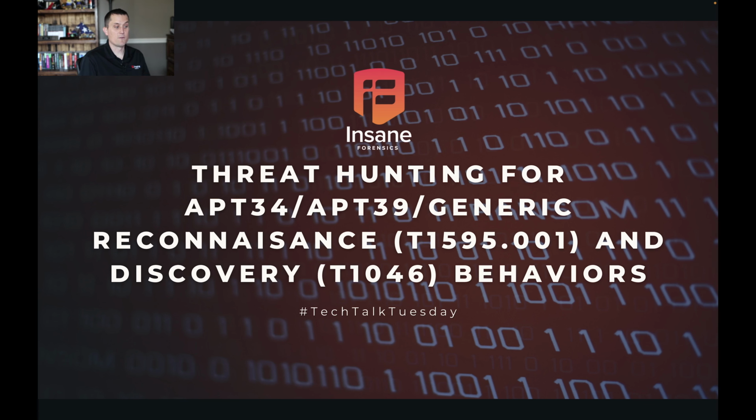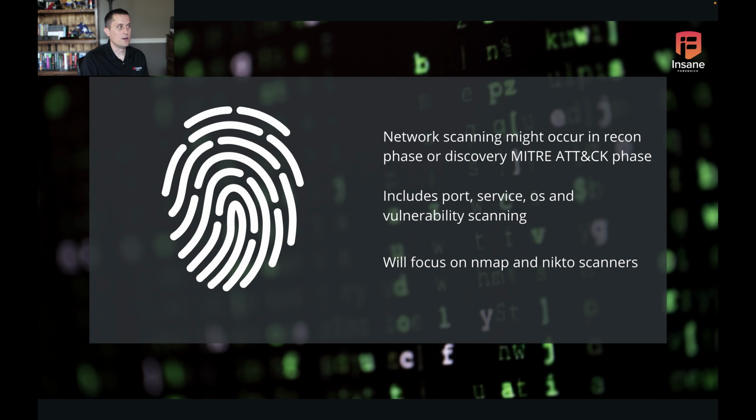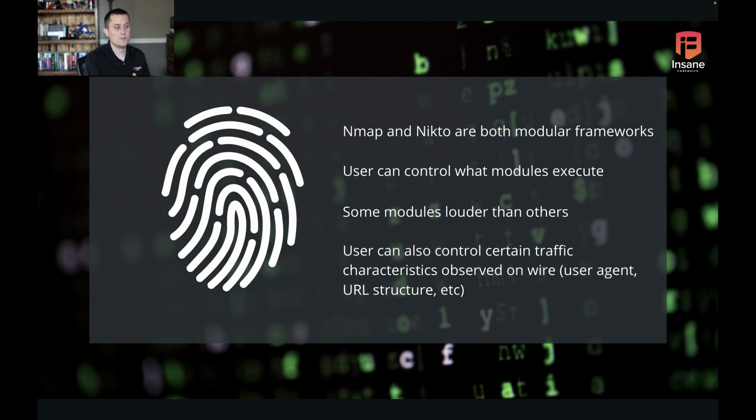Today we're going to cover threat hunting APT34 and 39 and generic reconnaissance and discovery behaviors. Specifically, hopping right into it, what we're going to look for is network scanning in the recon or discovery phase. So this includes port scanning, service scanning, OS scanning, and to a degree vulnerability scanning. Today we're going to focus on Nmap and Nikto, these two scanners.